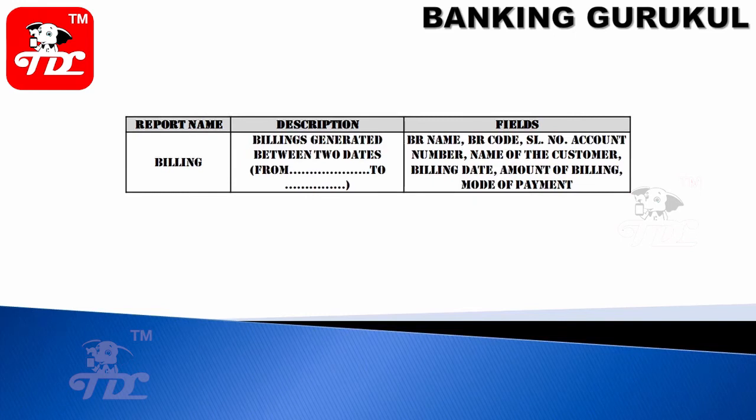Next is the billing report. It is useful if you generate a report between two dates, from date and to date, to see the billing amount, that is, the expected amount to be received by the bank from the customers. Billing happens every month and includes interest and principal and the mode of payment, whether a check or ECS. You can generate this report and get a clear picture.